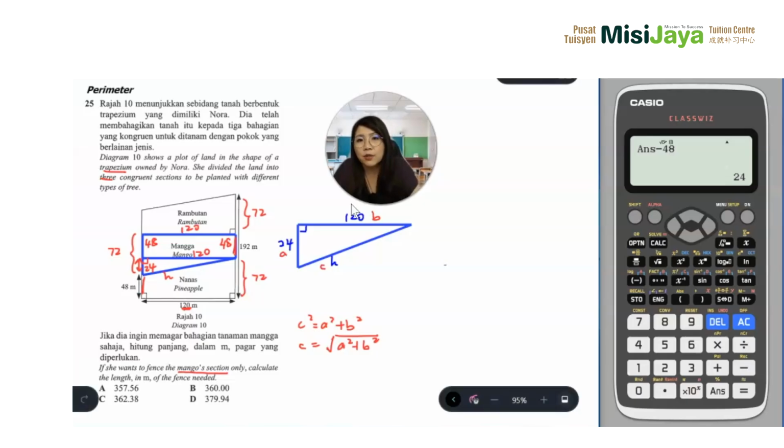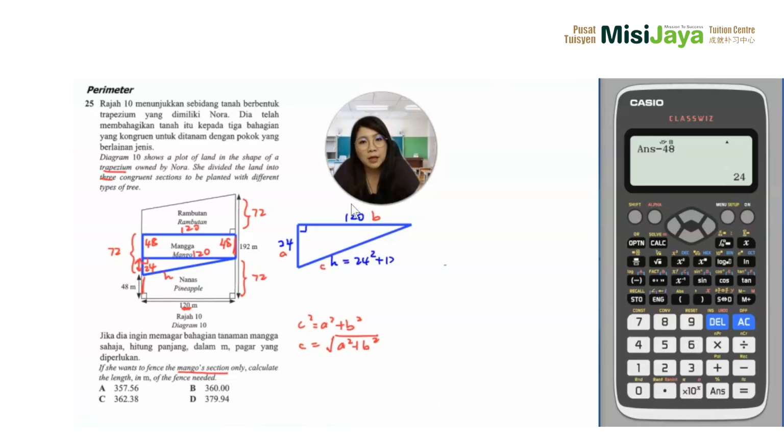So to find c or h, I'm going to use 24 squared, then plus 120 squared, and then I square root it. Okay, let's see what we get. 24 squared, plus 120 squared, get the answer, then square root it, and press equals. You can give your answer in decimal because, as you can see here in A, B, C, D, the options are in decimals to 2 decimal places. So let's change this to a decimal number.